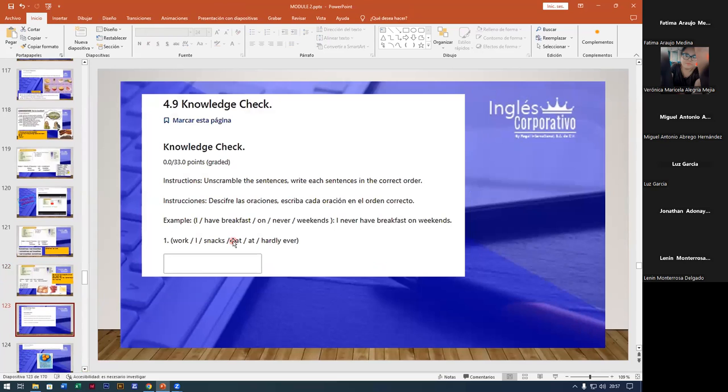We have the exercise in the platform, the one where you need to put words in order. Like here, right? They are in this order. I never have breakfast on weekends. What about this one? What will be the correct one? I work. Hardly ever. That's good. I hardly ever eat snacks at work. Excellent. At work. Very good job.